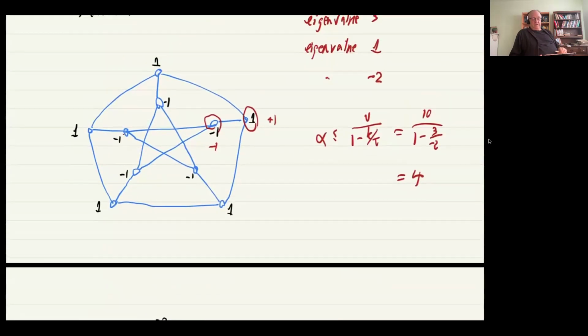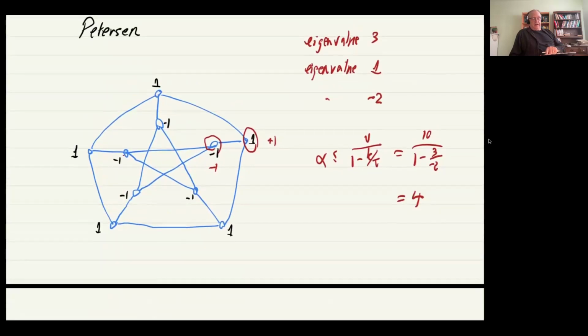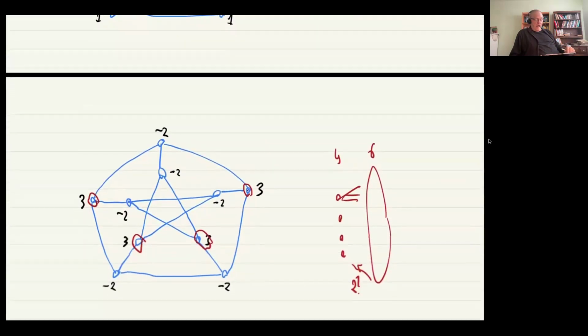Now, it's not easy in general if I give you an eigenvector and say, does this have the smallest possible eigenvalue? That's in general not an easy question, though it does matter sometimes.